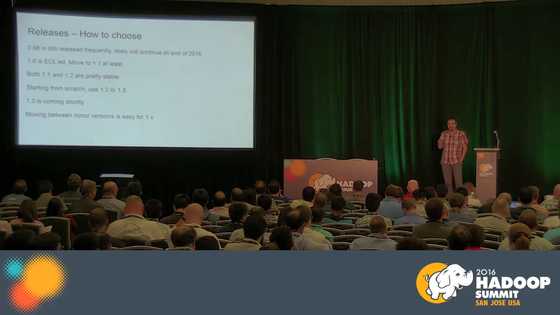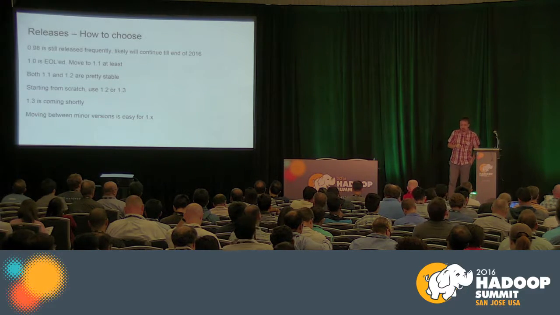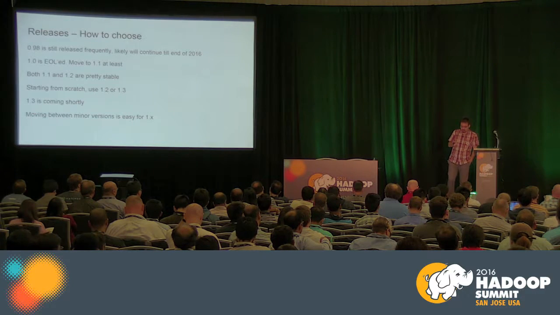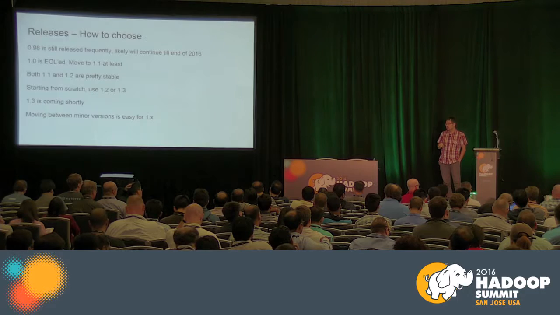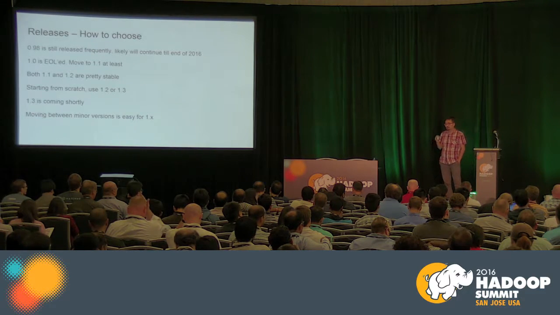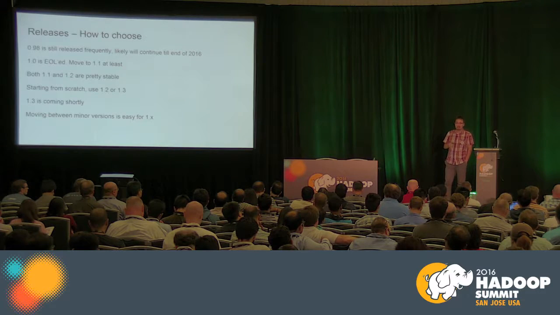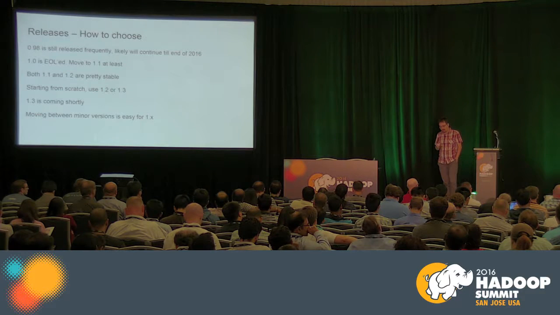The 1.0 release line is end of life. So if you're on that, please go to 1.1 at least. The last release was 1.1.2, which I did maybe a couple of months ago. But yeah, if you're on that, move to 1.1. Both 1.1 and 1.2 are pretty stable releases. If you are starting from scratch, you should definitely go to 1.2 or 1.3. But if you're stuck on 1.1, it's also fine. 1.1 is pretty stable in terms of what it contains. If you don't need the new features that are coming in 1.2 or 1.3, you can stick with it.